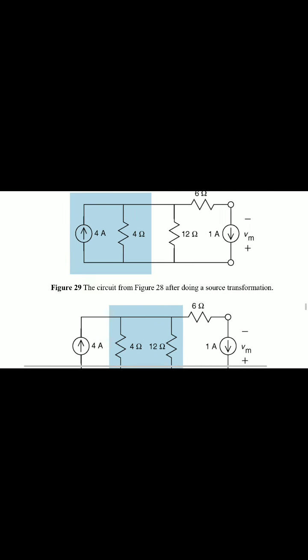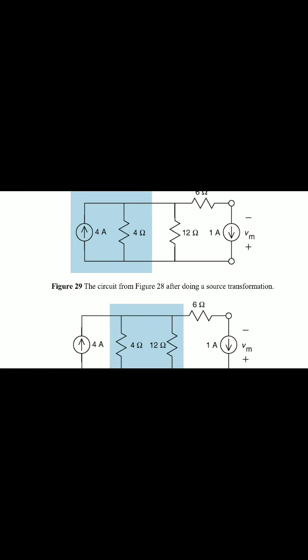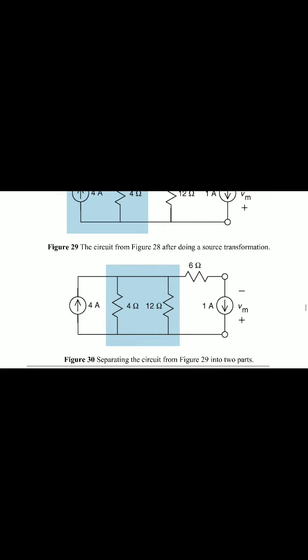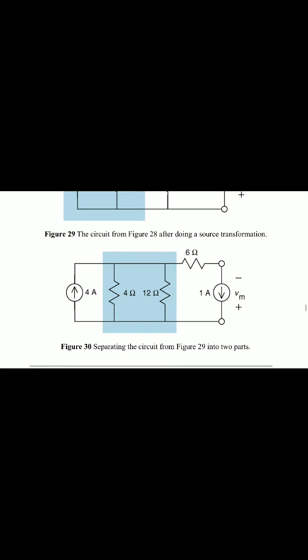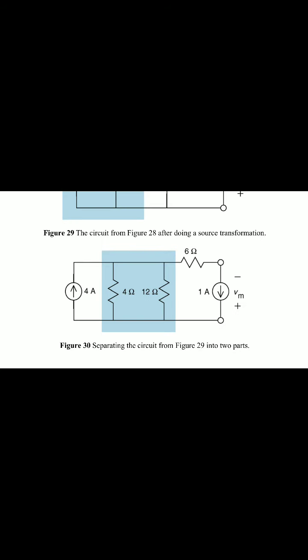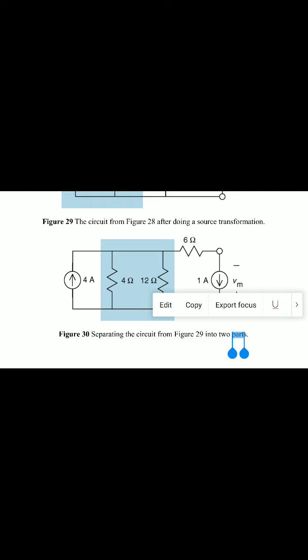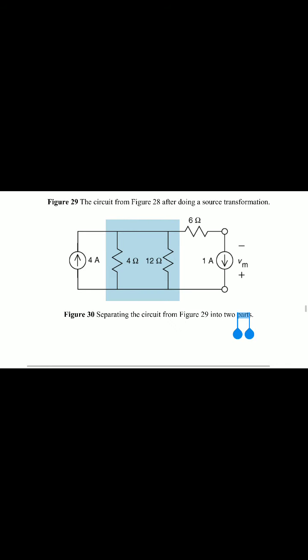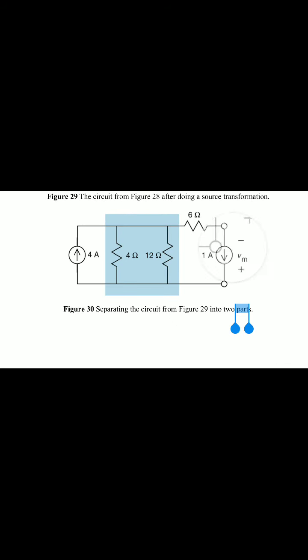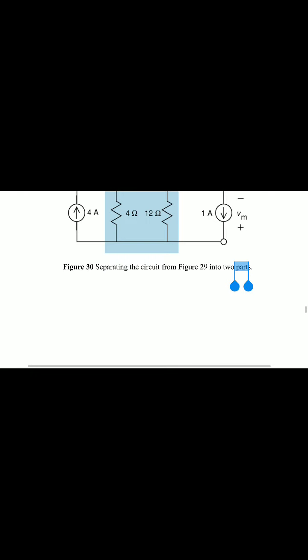See here, in general, here the 4 ohms and 12 ohms, those are in parallel. So the resultant is 4 into 12 by 4 plus 12. That is how much? 4 into 12, 48 by 16, that is 3. So that is 3 ohms.